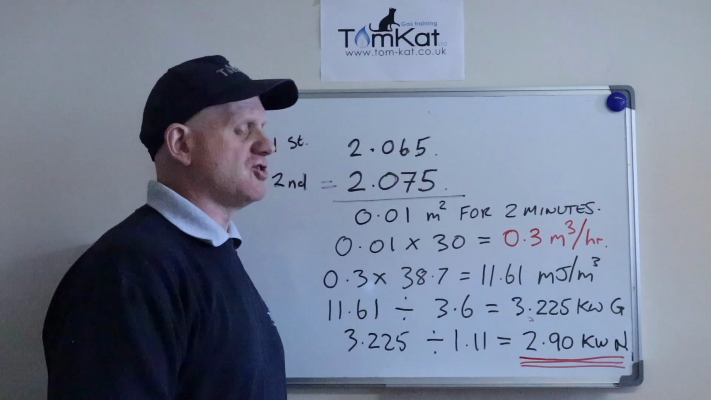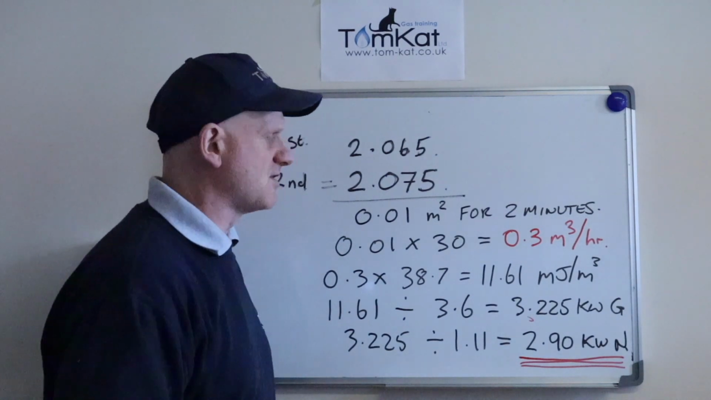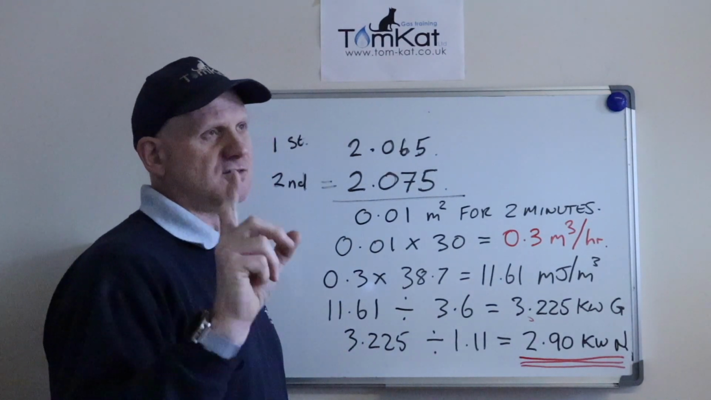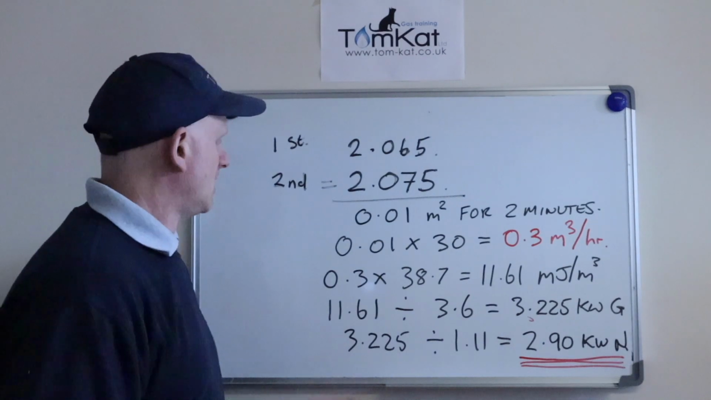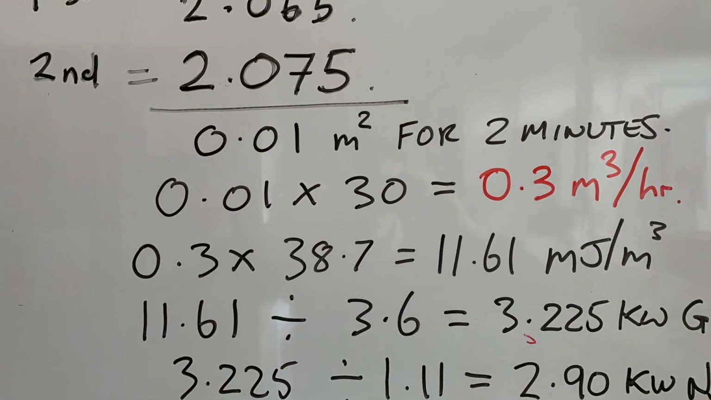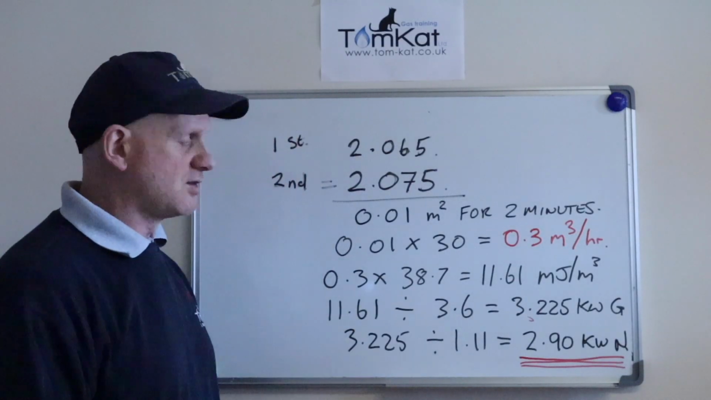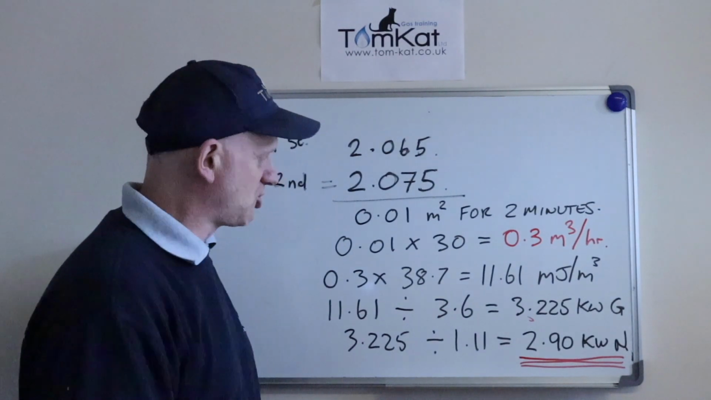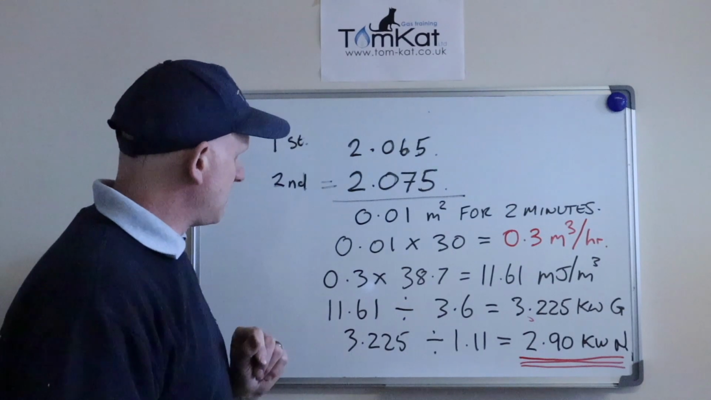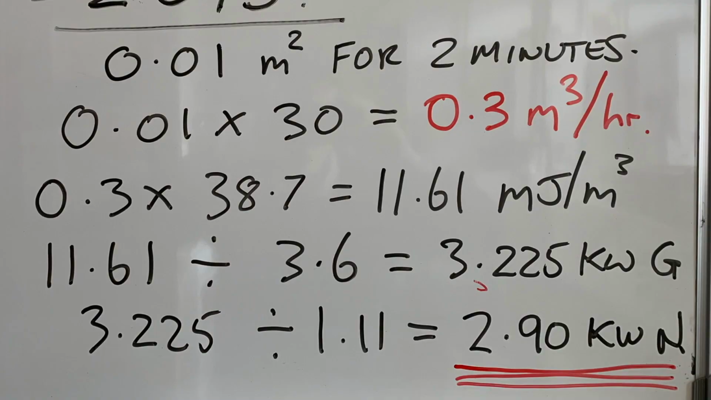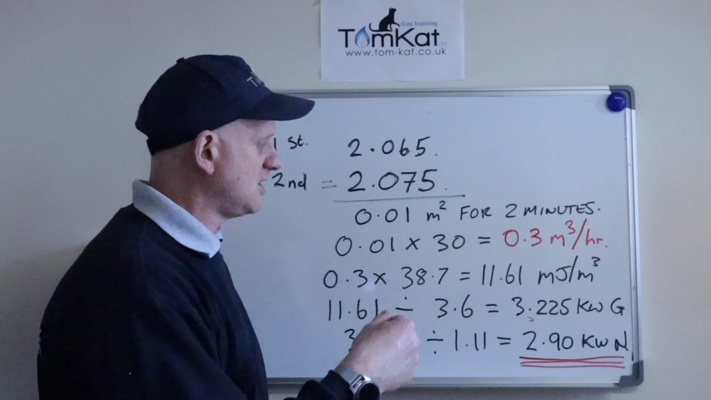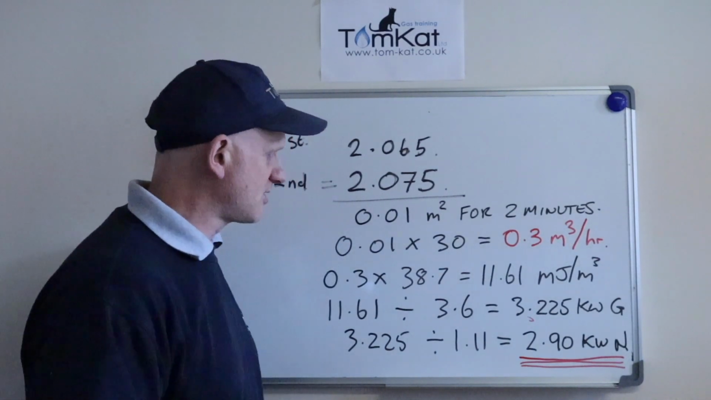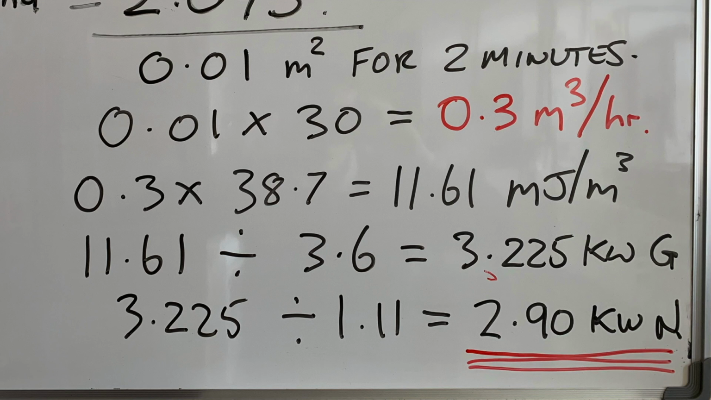Okay, now in some situations we could go to the manufacturer's instructions and see if they give us the meters cubed an hour, or we can continue now and turn it into kilowatts net. Remember, from 2000 we need the net figure. So we then take the 0.3 and times it by the calorific value of gas, 38.7, which gives us 11.61. That's megajoules per meters cubed. That's how much energy we've used. And then we've got 11.61 divided by 3.6, because remember the 3.6 turns our megajoules into kilowatt gross, because we gas rate in gross, which gives us 3.225 kilowatts gross.